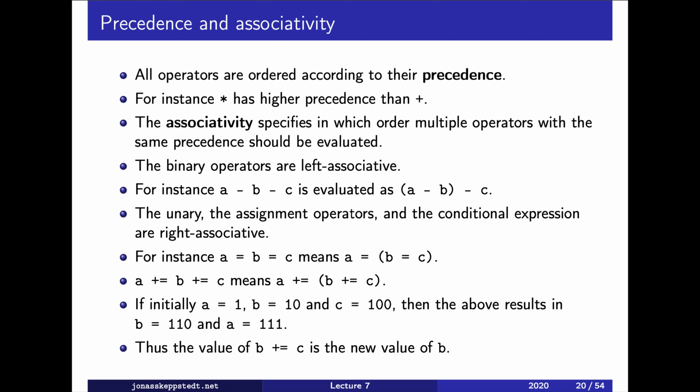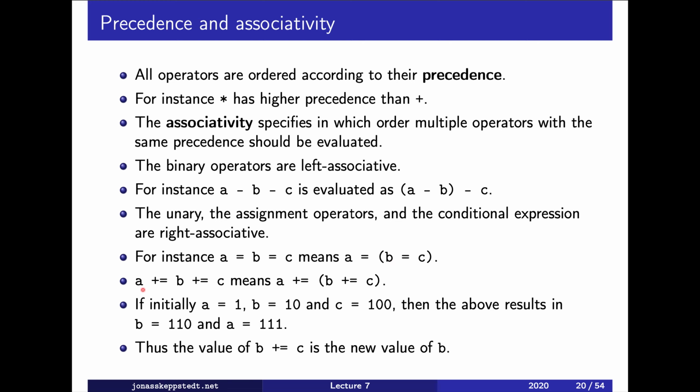Associativity, instead, is about when we have several operators of the same kind. So, for instance, if we have add, no, subtract, how is that evaluated? It can either be evaluated from left to right or from right to left. The binary operators are left associative, so it is evaluated as if there was a parenthesis here. But the unary operators, assignment, and also the conditional expression are right associative instead. So if we have this, we first evaluate the rightmost one, so it means this.